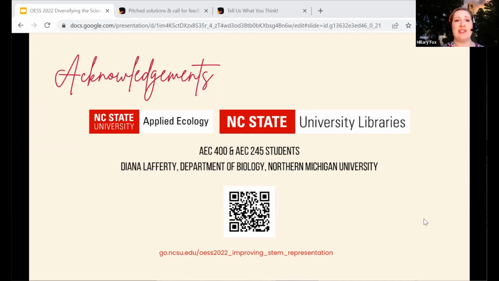But when doing all of this, all the conversations that have happened so far, a lot of time and effort have gone into it, especially by the Department of Applied Ecology through NC State University Libraries, the students in AEC 400 and 245, as well as a colleague of Erin and Michelle's, Diane Lafferty from the Department of Biology at Northern Michigan University. So I'm sure, like in any kind of Oscar speech, we're forgetting people at this point. But this is just a short list of who has been really key players, and we want to hopefully present at a future conference saying, here's what we finally did, and have a page exploding with names and organizations that have helped.